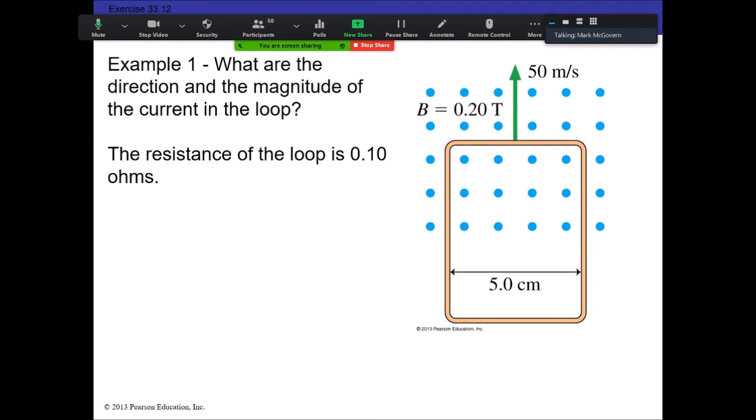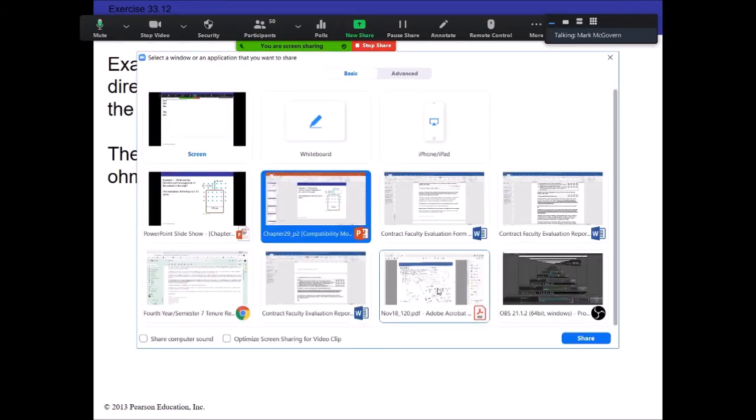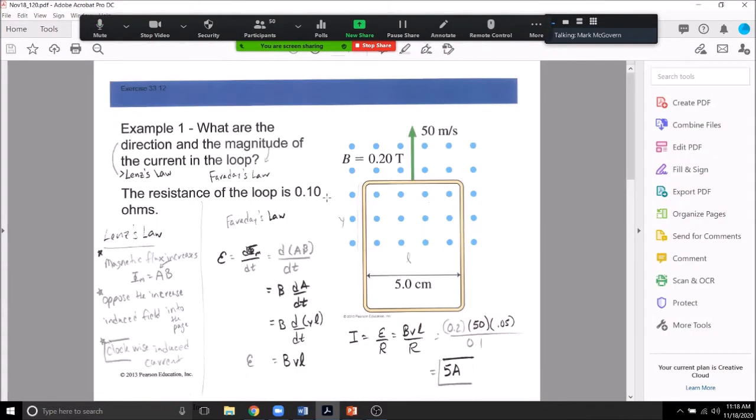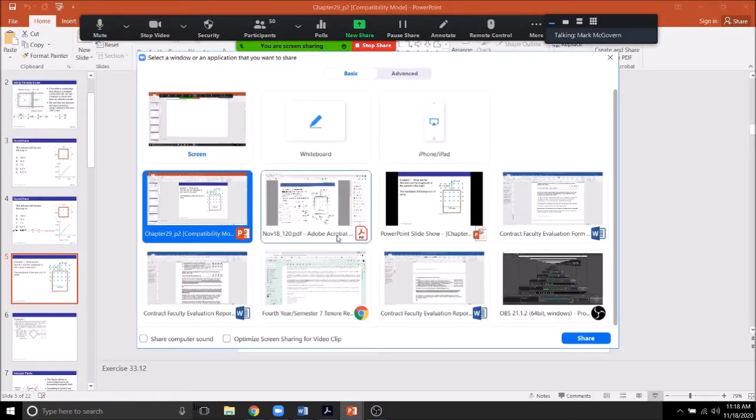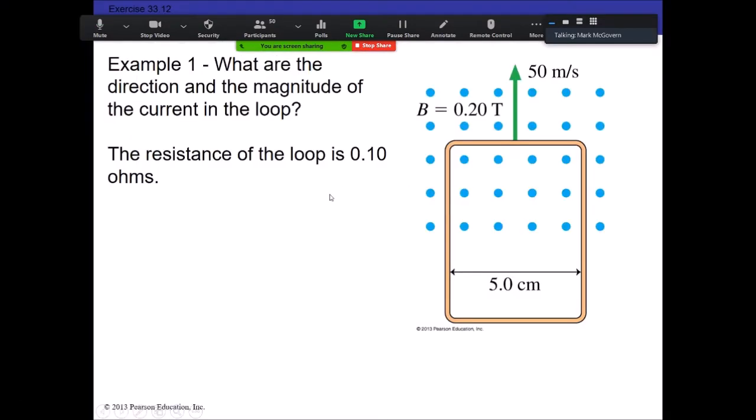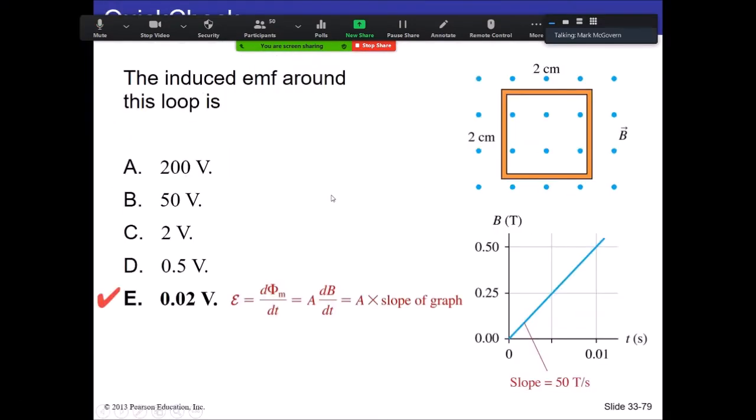All right, let's do the first example here where we actually can put some numbers behind this stuff. This is good stuff. Oh, I forgot. Sorry, let's go back. This loop here.